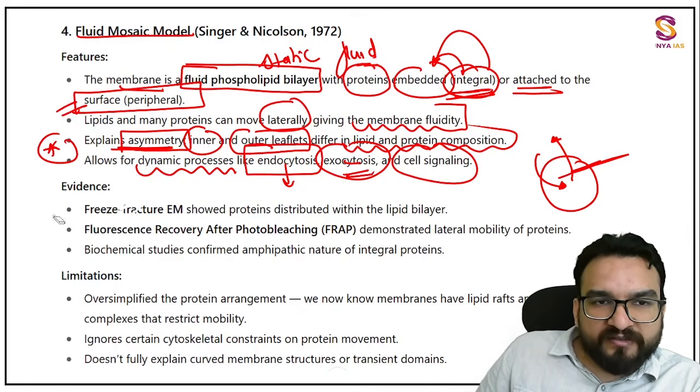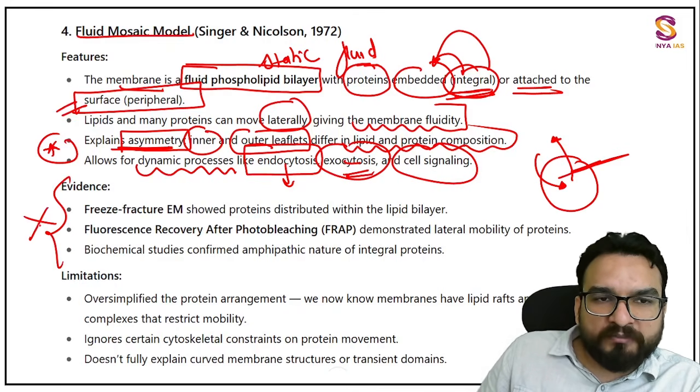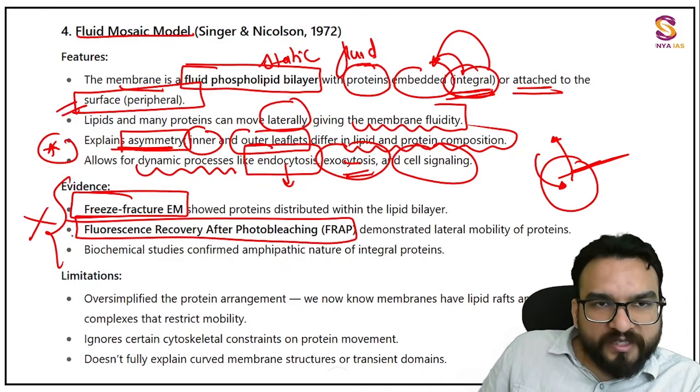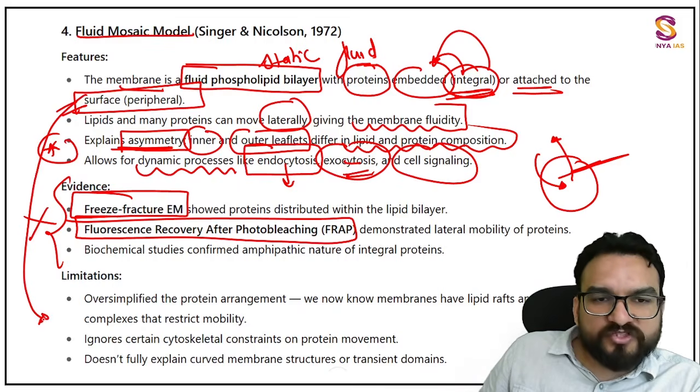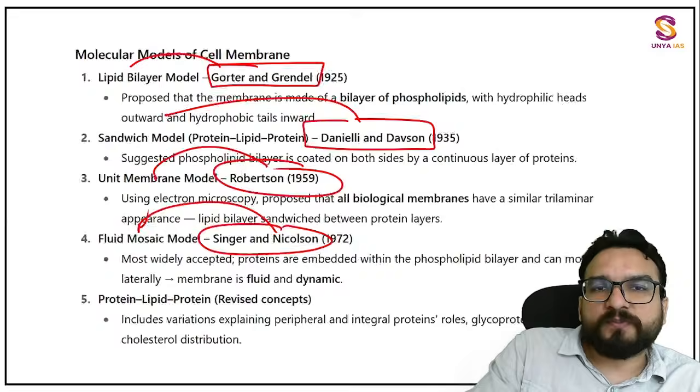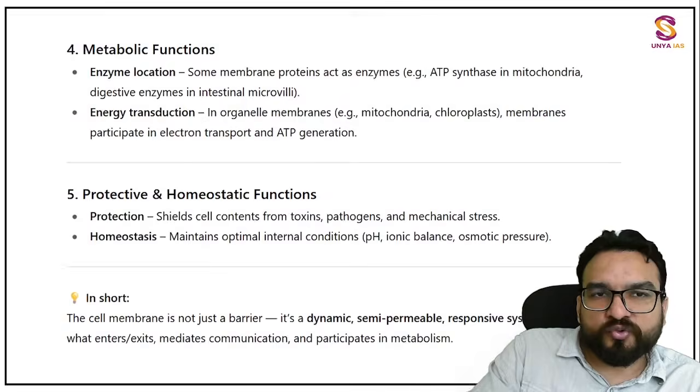These are the instruments which were used, no need to remember it. Freeze fracture electron microscopy, FRAP over here. Again, there were some shortcomings in this model too, but this is the most accepted model for the plasma membrane you will be finding. And let me show you how it looks.